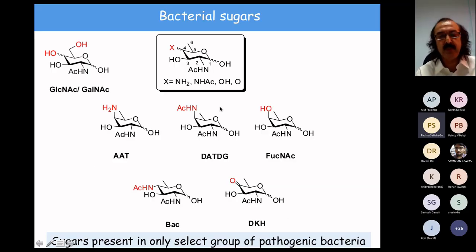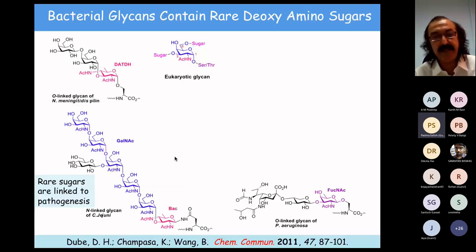So we focused in this review on this select group of compounds, and we described the methods available for synthesizing these compounds and the applications. And since these are present in a select group of bacteria, we thought that they would be very helpful for detection of pathogens and for selective targeting of pathogens.